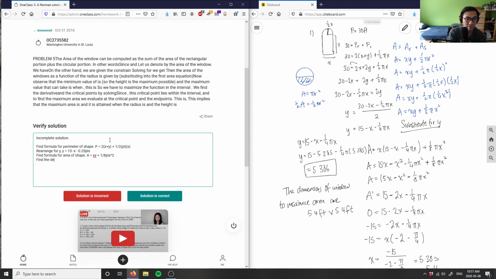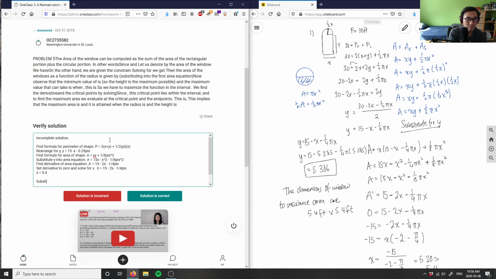And then substitute y into the area equation. So A would now equal 15x minus x squared minus 1/8 pi x squared. Then find the derivative of the area equation. So A prime equals 15 minus 2x minus 1/4 pi x. I'm going to set the derivative to 0 and solve for x. So 0 equals 15 minus 2x minus 1/4 pi x. Therefore, x would equal 5.4.